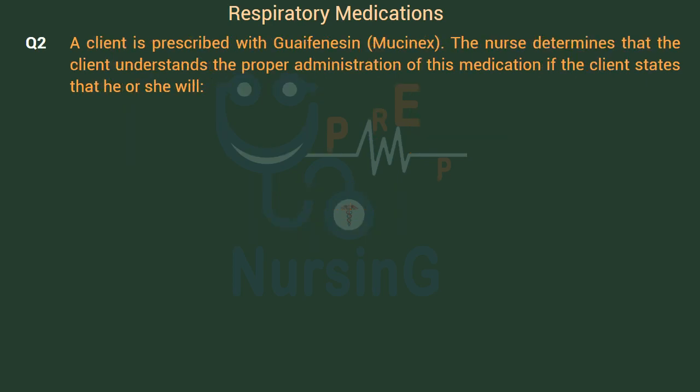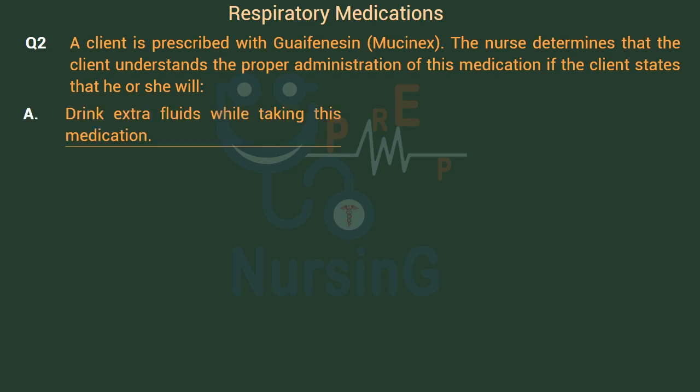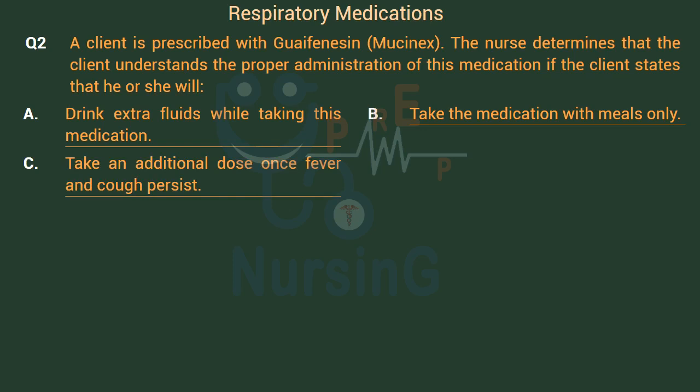A client is prescribed Guaifenesin, Mucinex. The nurse determines that the client understands the proper administration of this medication if the client states that he or she will: Option A. Drink extra fluids while taking this medication. Option B. Take the medication with meals only. Option C. Take an additional dose once fever and cough persist. Option D. Limit oral fluid intake. Right answer is Option A.